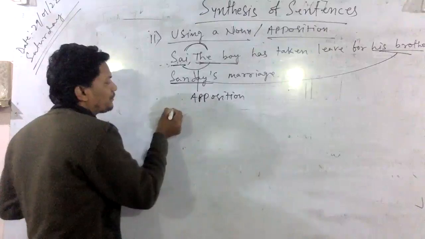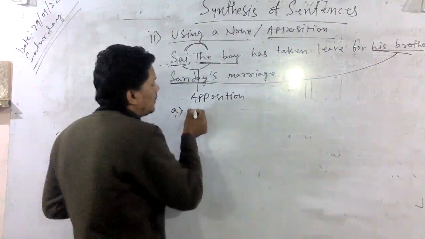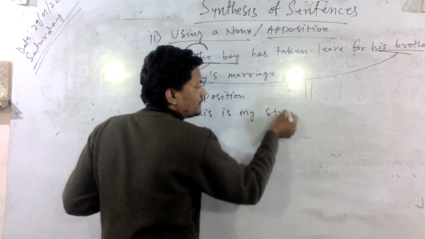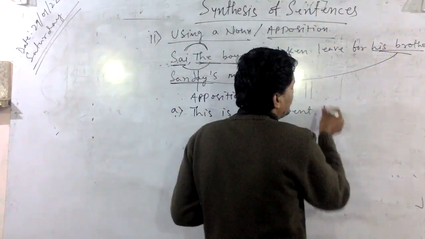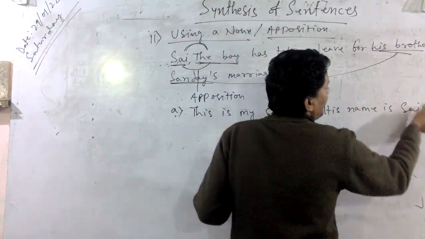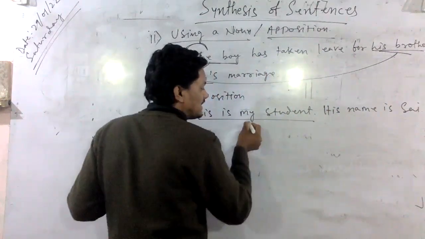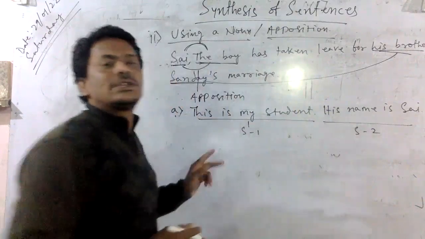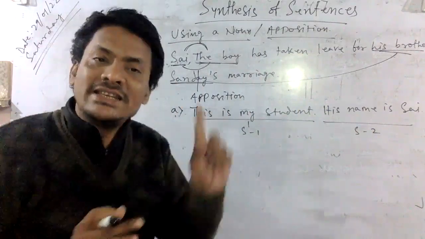Let's say the first example is given. This is my friend, or this is my student. This is my student, right? His name is Sai. Now, what do you find out? Here you find two sentences. Sentence one, and sentence two, his name is Sai. Now, what are we supposed to do? We will combine them, synthesize into one.